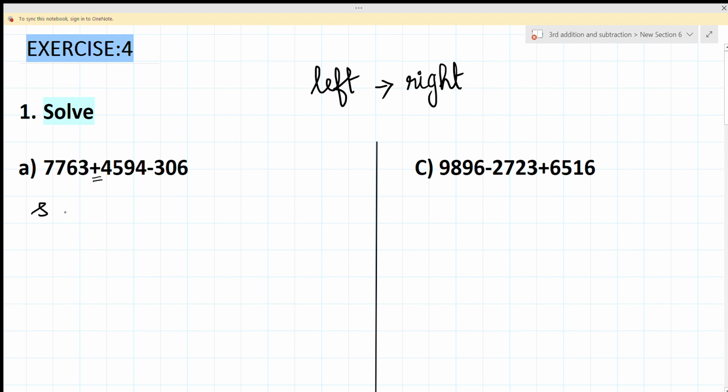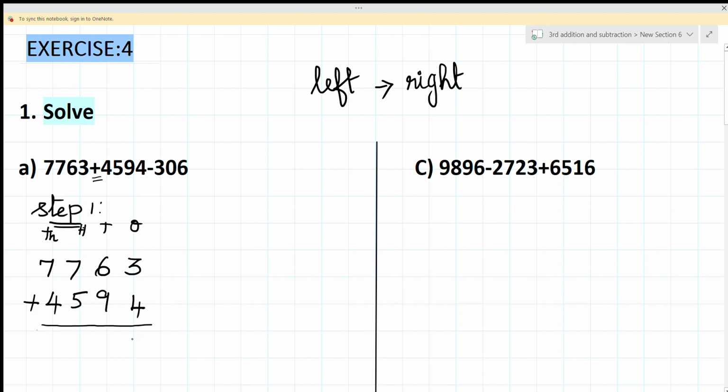In step 1, we are going to add and find the sum of the first two numbers. We'll arrange the numbers. 7,763 plus 4,594. Write down the place values, ones, tens, hundred and thousand. So start from the ones place. 3 plus 4, 7. 6 plus 9, it is 15. 5 and 1 is the carryover.